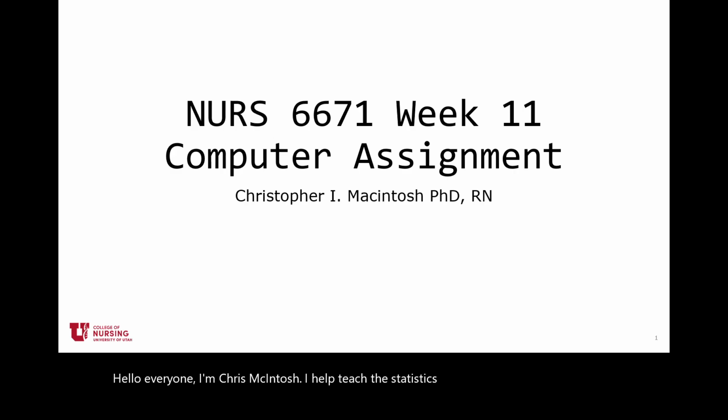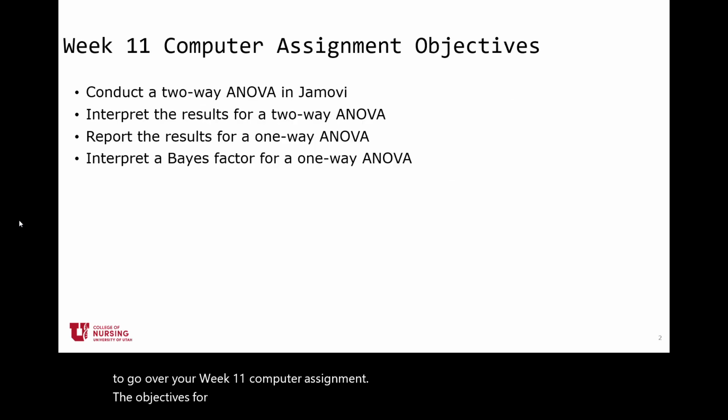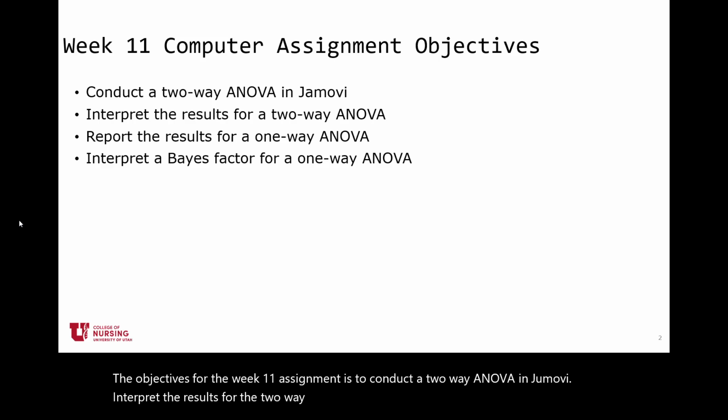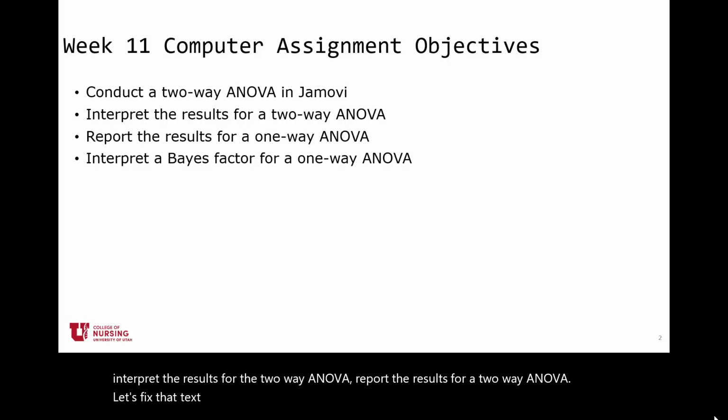This week we're going to go over your week 11 computer assignment. The objectives for the week 11 assignment are to conduct a two-way ANOVA in Jamovi, interpret the results for the two-way ANOVA, report the results for a two-way ANOVA, and interpret the main factor for the two-way ANOVA.